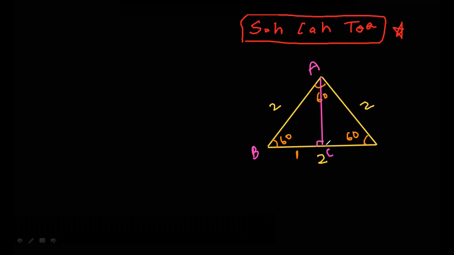And what will be the length of AC? We can use Pythagoras theorem. AC will be the root of hypotenuse square, that is AB square, which is 2 square, minus base square, that is 1 square. So that is equal to root of 2 square is 4 minus 1. So we'll get root 3. So AC we can put root 3. This length is root 3.